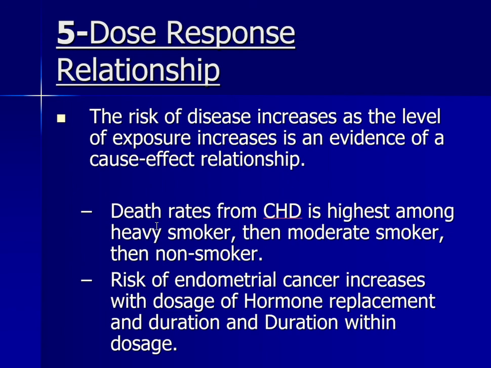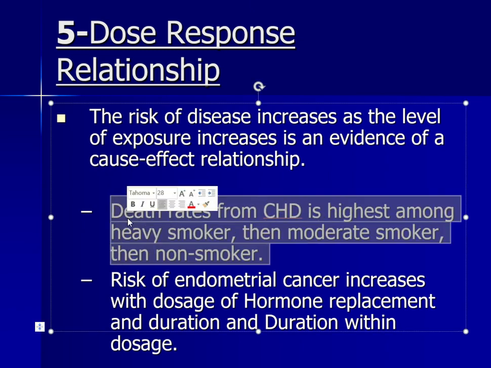For example, smoking and the presence of coronary heart disease. The more people smoke, the higher the risk of coronary heart disease. But once you hit a certain limit where you are a heavy smoker, so once you're smoking 1 pack or 2 packs or 3 packs, you hit a certain level, then the risk will not budge that much. You plateaued the risk. So the risk of the disease increases as the level of exposure increases is evidence of the cause-effect relationship. Death rates from CVD are highest among heavy smokers, then moderate smokers, then non-smokers. So that's a good example of a dose response.